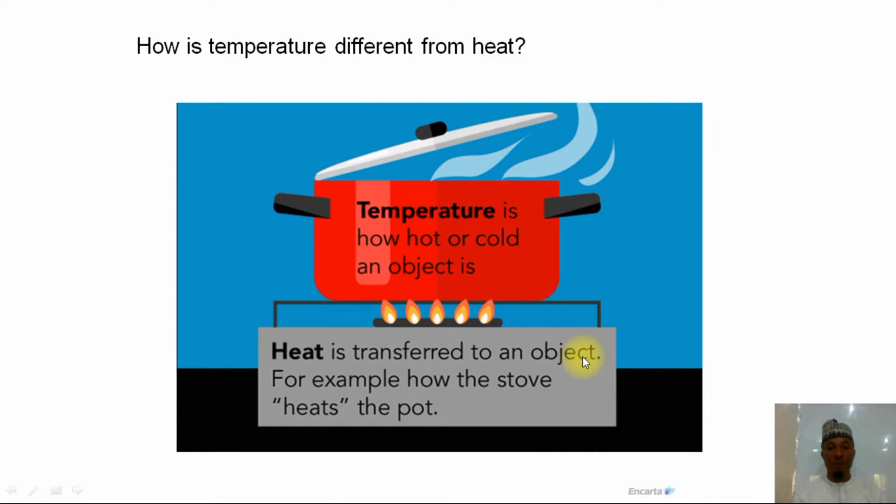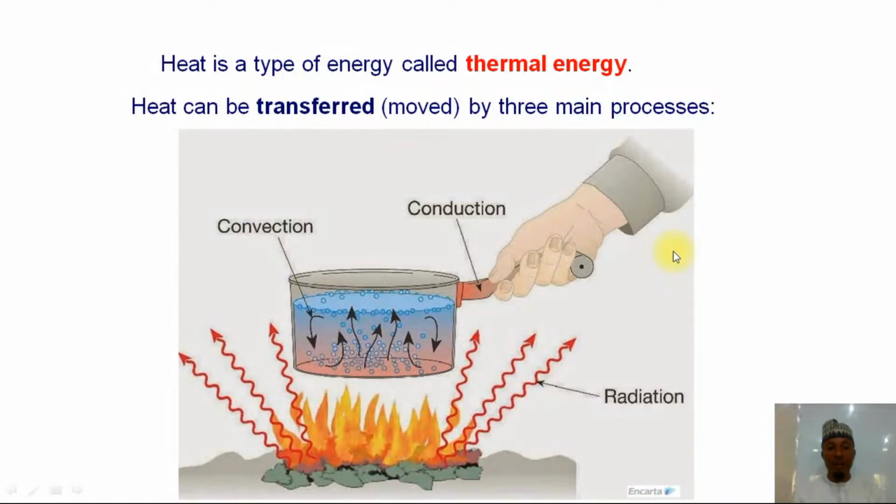How is temperature different from heat? In our previous video, we saw how temperature is different from heat. While heat is a form of energy that is given into a body, temperature is just a measure of how hot or cold the body is. Heat is a type of energy called thermal energy, like I mentioned before, and can be transferred by three main processes: conduction, convection, and radiation.